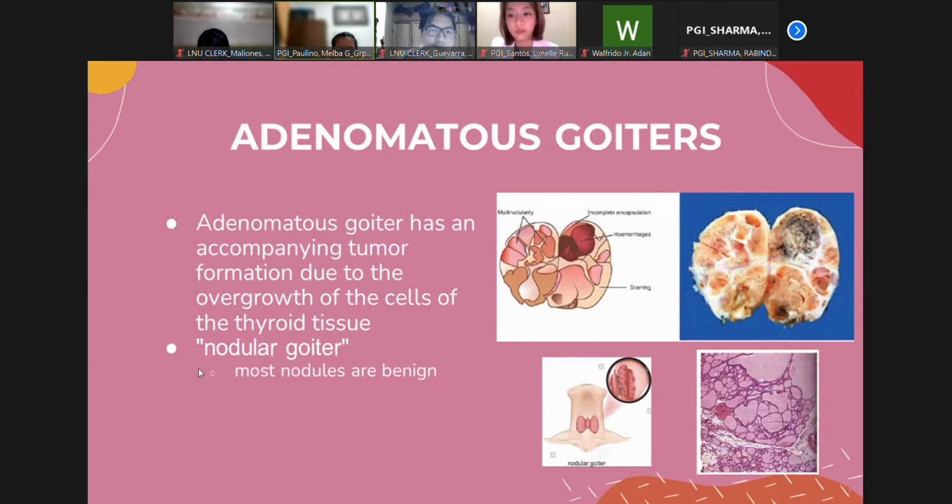Basically, adenomatous goiter has an accompanying tumor formation due to the overgrowth of the cells of the thyroid tissue. Nodular goiter is used frequently by pathologists and surgeons as a synonym for adenomatous goiter. And these nodules are usually benign.